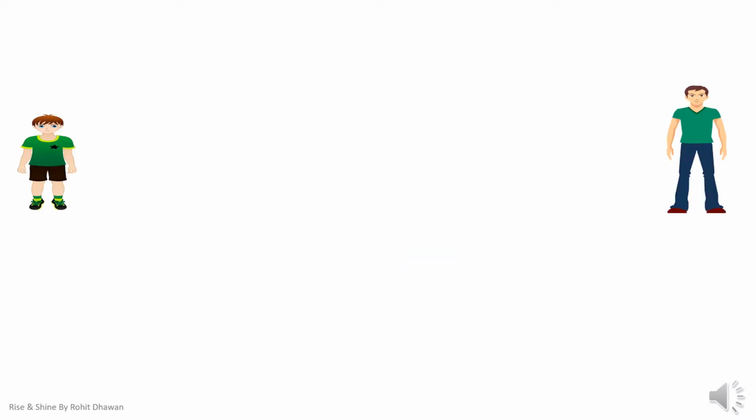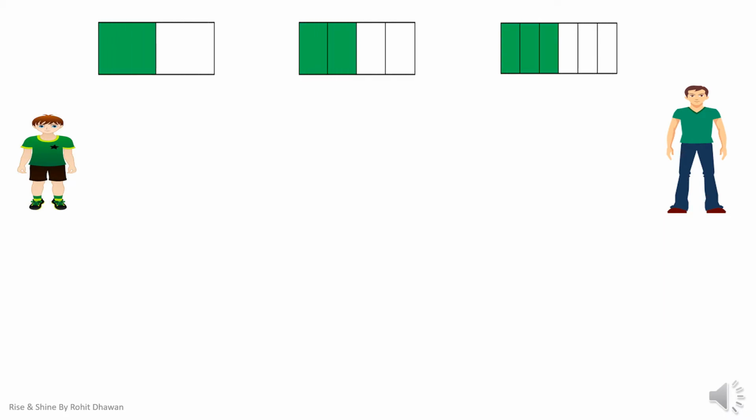Vasu asked Rohan to draw three equal rectangles and divide each of them into different number of parts. He asked Rohan to color half part of each rectangle with green color. Then he asked him to represent the fractions for the shaded region of each rectangle.